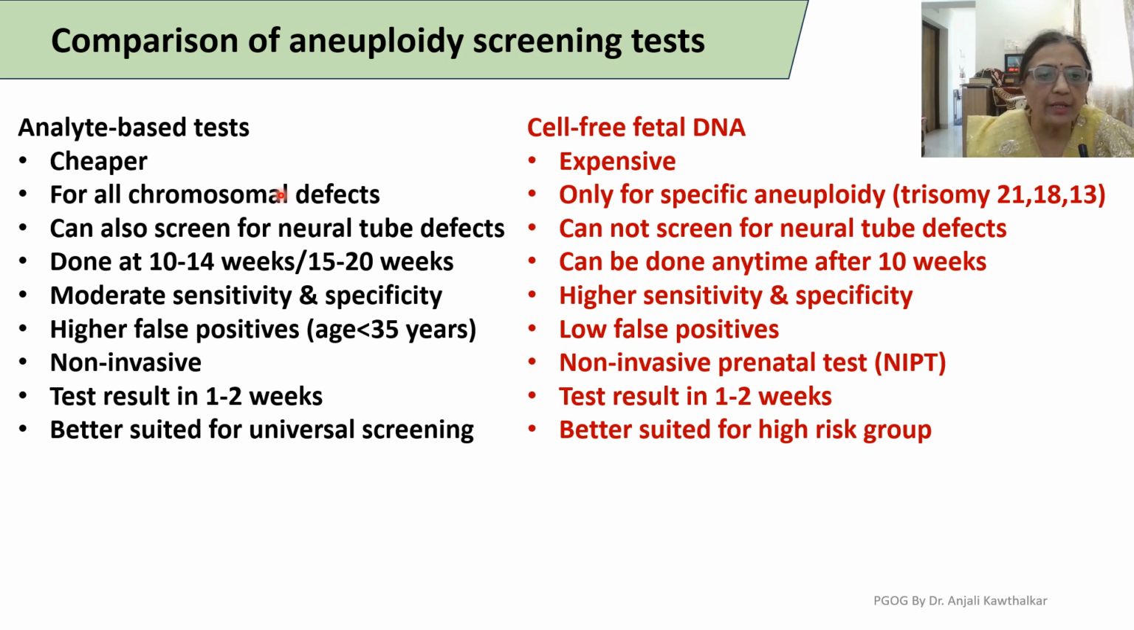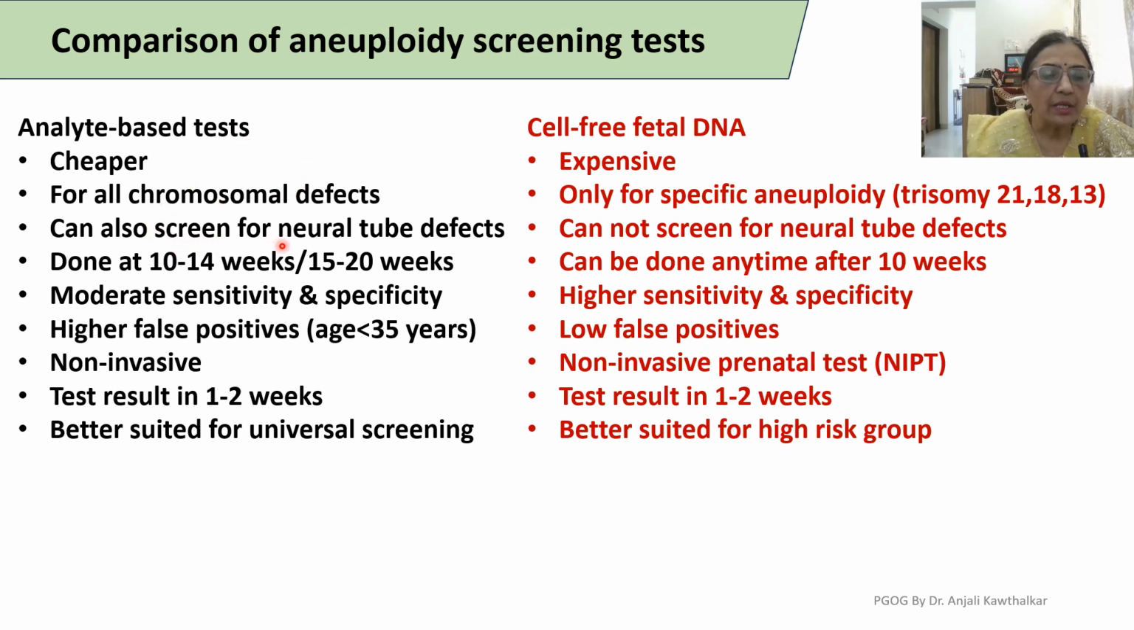But apart from that, 18% is a major chunk, which is because of the other chromosomal defects, and all these screening can be done based on this analyte based test, whereas with cell-free fetal DNA, we can test only for specific aneuploidy. That means trisomy 21, 18, 13, and sex chromosomal abnormality. With a lesser accuracy, we can go for the screening with the help of this cell-free fetal DNA. It is expensive as compared to analyte based testing.